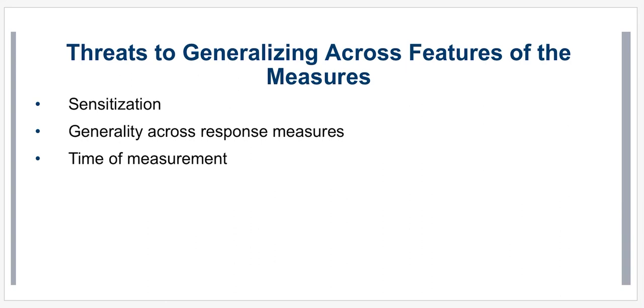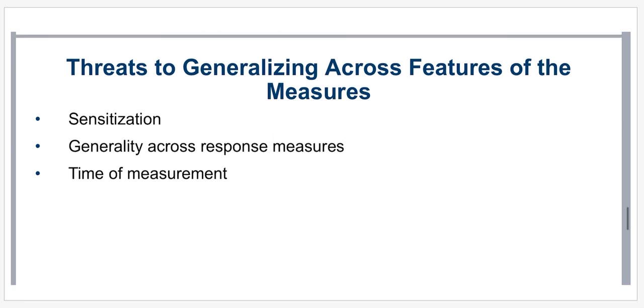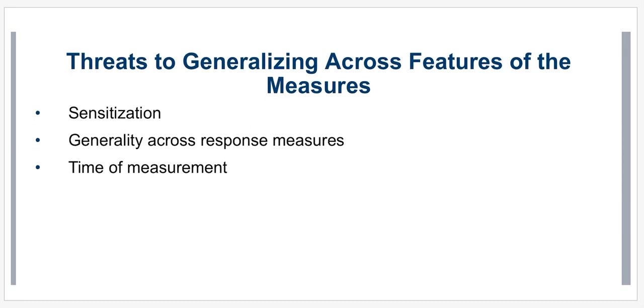Okay, so the threats to generalizing across features of tools. So this is, can we use other tools to measure the same thing and get the same results? So one of the threats for this is sensitization. This is the idea that in some studies, you're using an assessment to measure something, but in the real world, there's not assessments, right? So can you apply these results to real world situations where they're not actually being assessed? And so part of that goes into like a pretest. A pretest may make them more, what's the word I'm looking for?